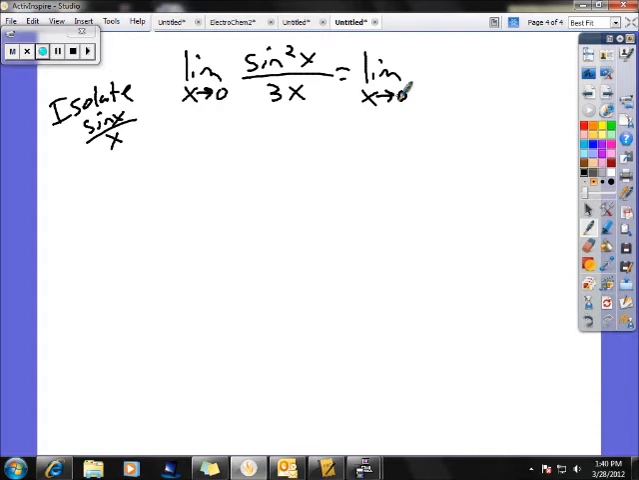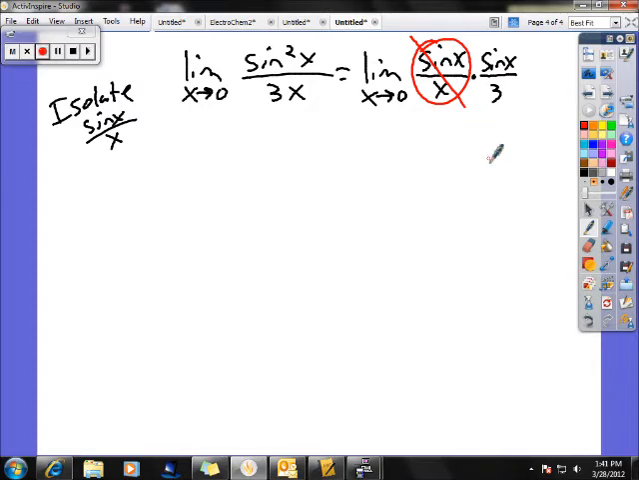How could we rewrite this to isolate a sine x over x? This is sine squared, so there's really sine times sine there. We have a 3 and an x on the bottom. We want to take one of those sine x's and put it with the x on the bottom. So we can rewrite this as sine x over x times whatever's left, which would be sine x over 3. That's the same thing, it's just rewritten. But we want to isolate this so that we can cancel it, because that's going to be 1.